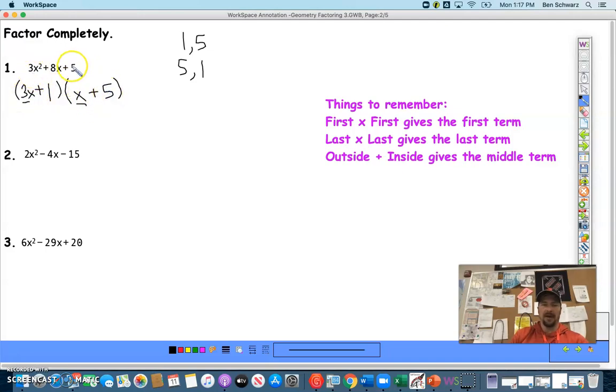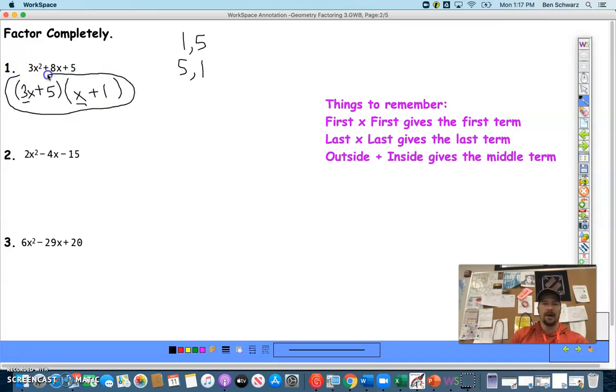1 times 5 is 5. But your inside and your outside need to get you this middle term. Inside is x, outside is 15. That would give me 16x. So it's not 1 and 5. It's actually going to be a 5 and a 1. Because now we still get 5 for our last term, but now we have 5x in the middle, 3x on the outside. That gets me 8x. So now I know I'm correct and I can circle it.